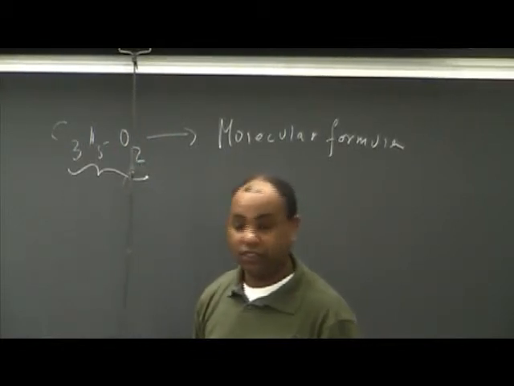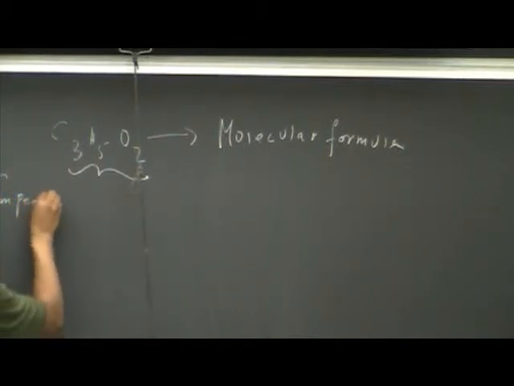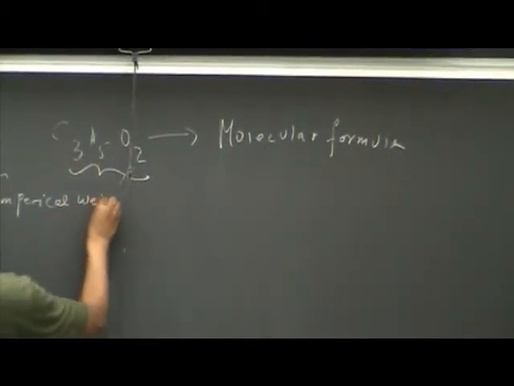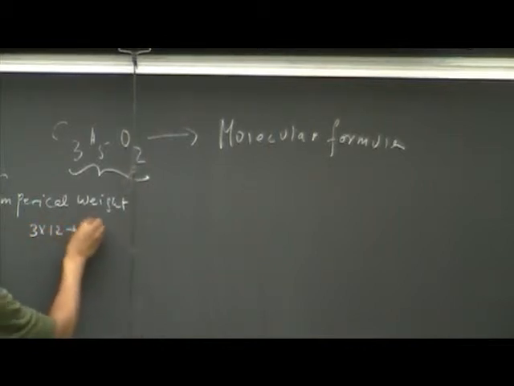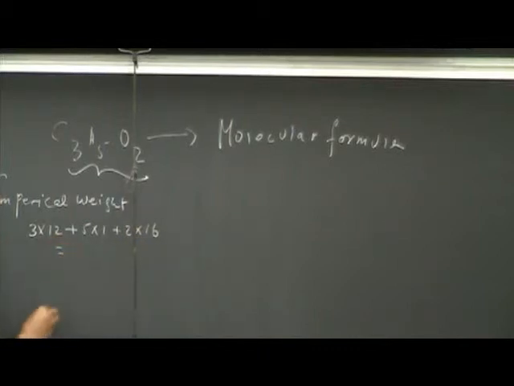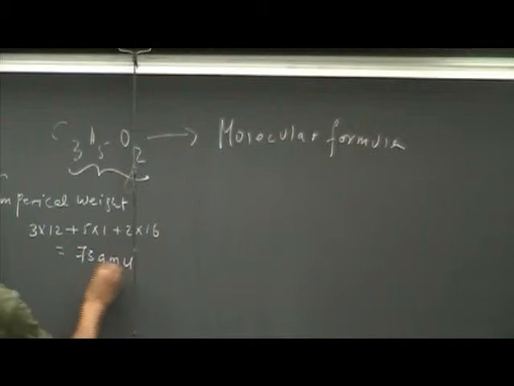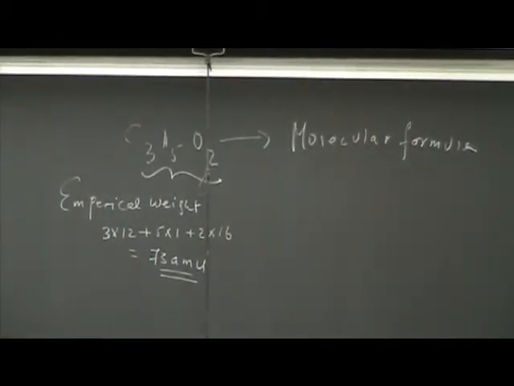73. The empirical weight is going to be 3 times 12, 5 times 1, 2 times 16, right? And you said 73. That's 73 amu. Is that clear? Does that make sense? Yes.